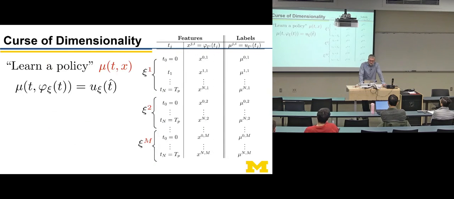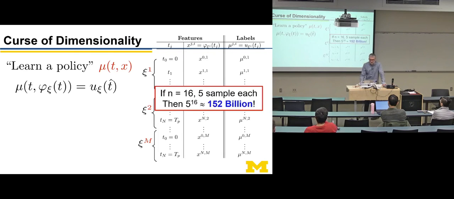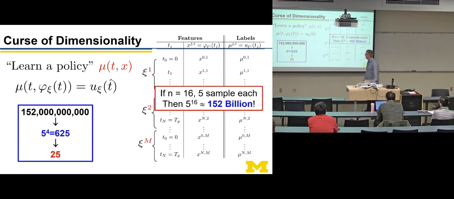Now, the next problem Dennis had to solve, though, was that if you do this on Marlowe and you only put 5 samples in each dimension, 5 to the 16 is 152 billion. Dennis did it with 25, okay? That takes more math, and I'll let you read his paper that's up on the archive and on my website.